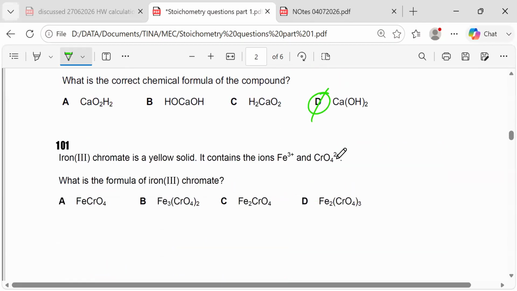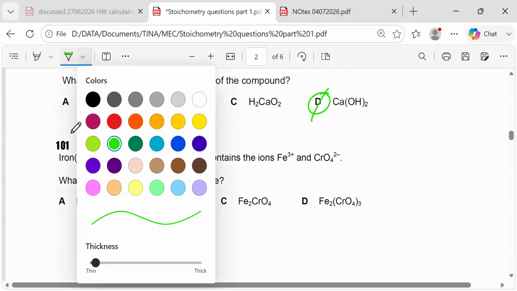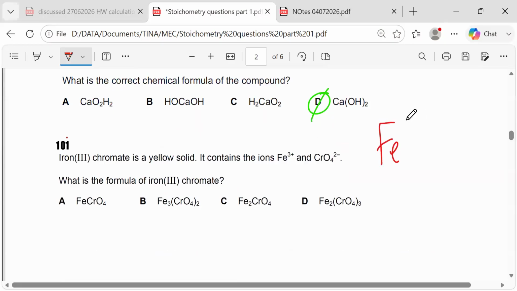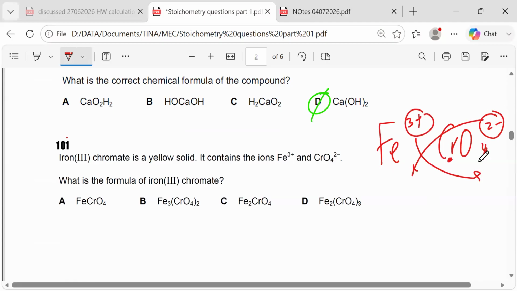Alright, this one, remember I told you the swapping thing? So Fe 3 plus, CrO4 2 negative. So 2 and 3, you swap. And then because Cr is one element, O is a different element, so CrO4, you need to bracket it, 3. Fe2. Okay? Make sense? Okay.